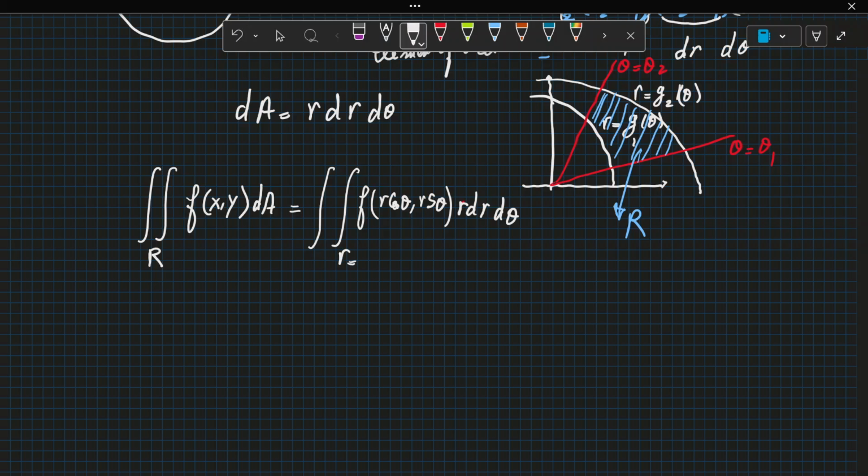r goes from the inner wall, which is g1 of theta, to the outer wall, which is g2 of theta. And then our angle theta goes from the starting angle theta 1 to the ending angle theta 2. So we do the substitution for x and y, we do the substitution for the element of area, and then we perform the integral exactly as before without any change in the procedure itself. So let's go ahead and do an example of this type.